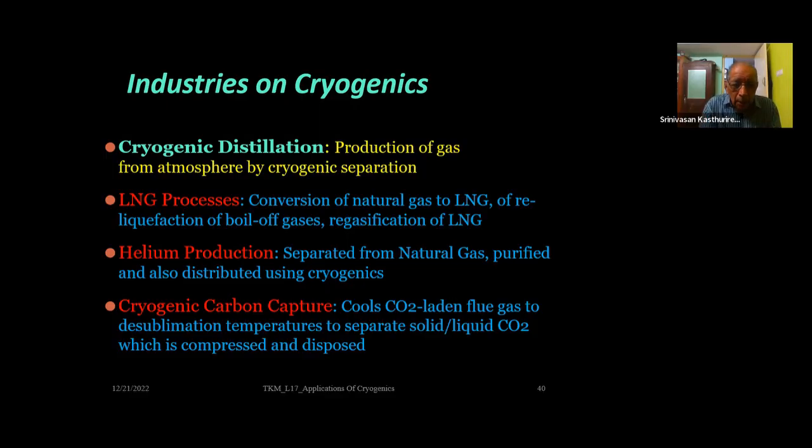Helium can be produced from natural gas, but whenever you want high purity helium, you must use cryogenic fluid. And in cryogenic carbon capture, it cools the CO2-laden flue gas to desublimation temperatures to separate the solid carbon dioxide, which is compressed and disposed.